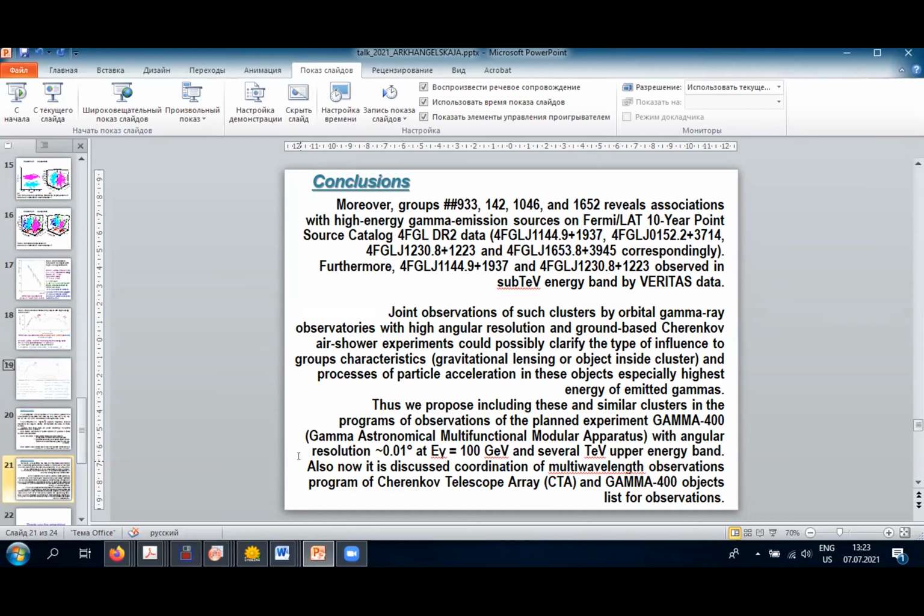Okay. And last word, it would be nice to coordinate these observations with the multi-wavelength observation program of the Cherenkov Telescope Array. So that's all. Thank you so much.